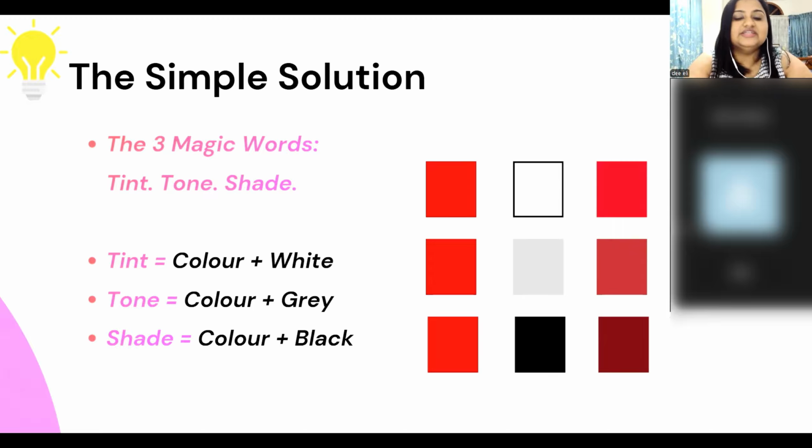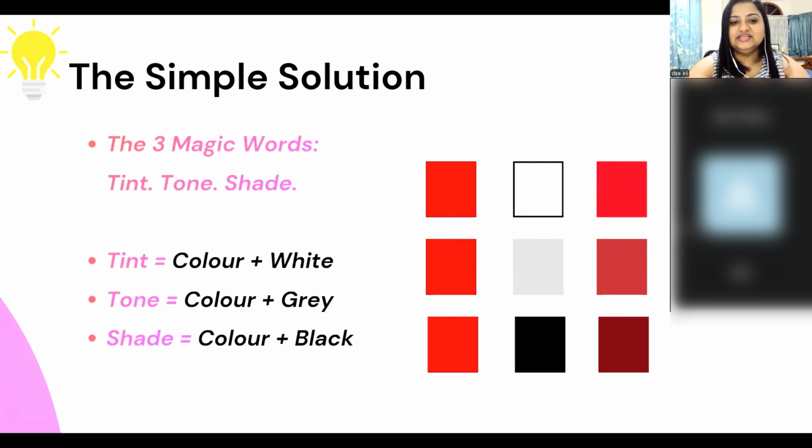Okay. So what are tints? Tints is when we mix the color with white. Then tone is when you mix the color with gray. And shade is when you mix the color with black. So I hope these three terms are clear for you. As a beginner, when you hear this, you might get overwhelmed. Oh, what are these tints, tones, and shades? Where do I use them? So don't get too confused about it.